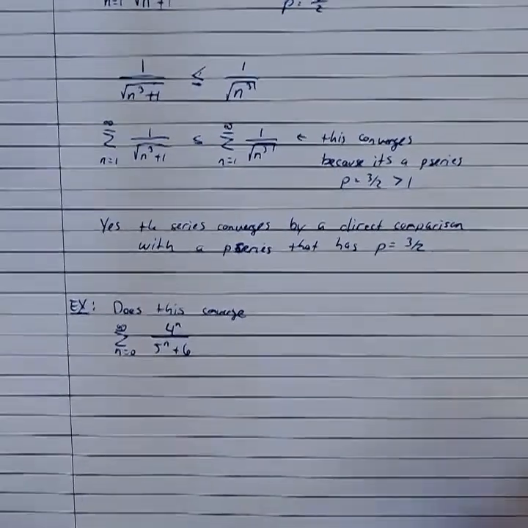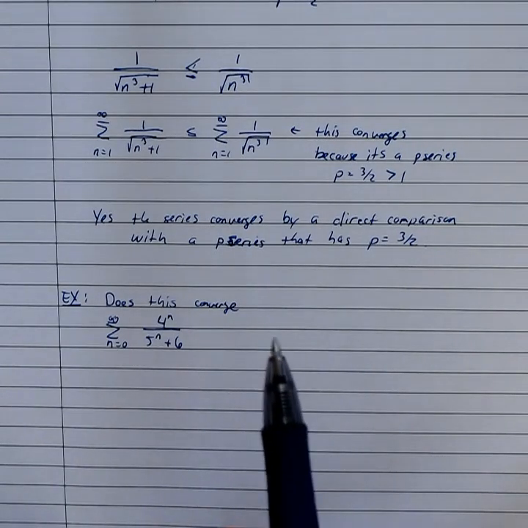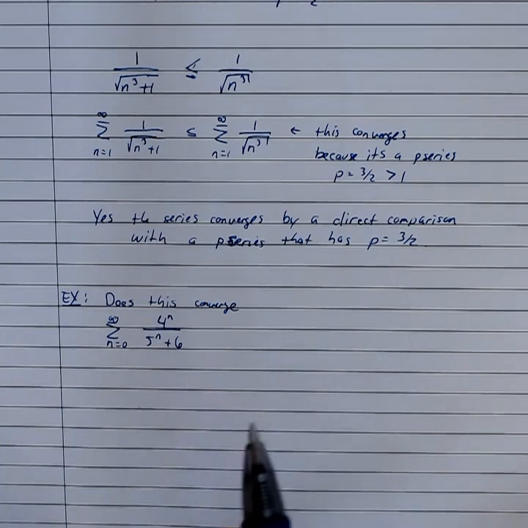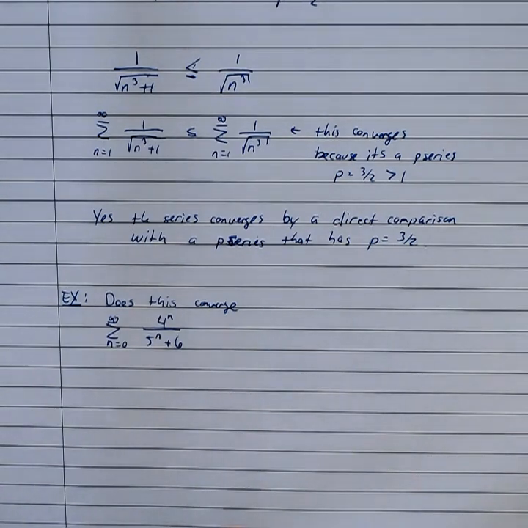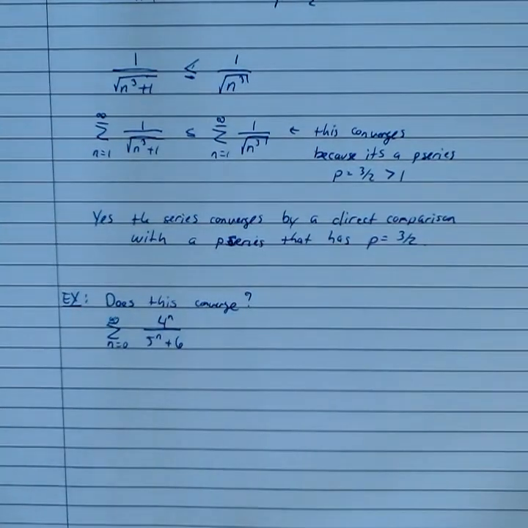Pause the video and see if you can find something to compare this to. Remember, what you should do is try to find something that this looks like if it wasn't for this one thing. All right? Once you find something to compare it to, go ahead and perform the comparison test and see if you can confirm whether this converges or diverges. Once you've gotten an answer, go ahead and unpause the video and we'll go through it together.